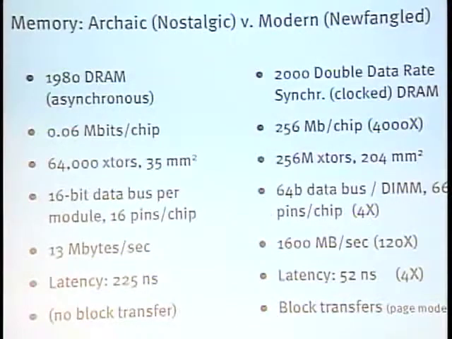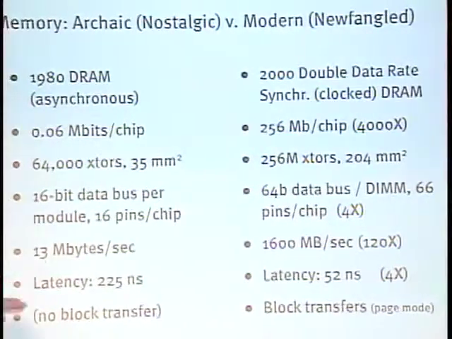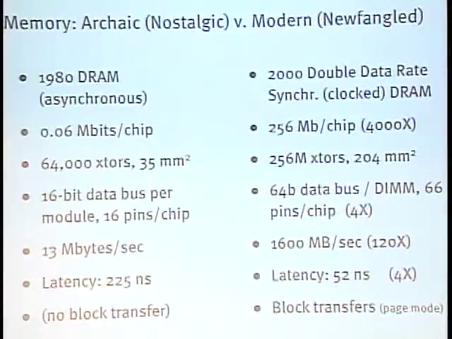Okay, memory. Asynchronous DRAM that you had in 1980 versus DDR DRAM today. Again, what's the latency? Now we're down to something 4 times as fast. Long latency, and then what's the bandwidth? 120 times.